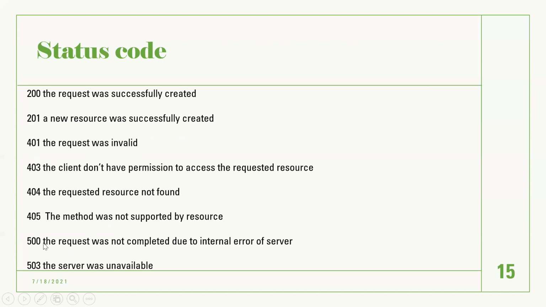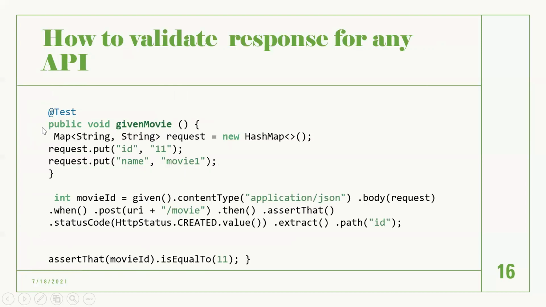See 500: the request was not completed due to an internal error of the server. 503 means the server was unavailable. So due to some server-side issue, we'll get the 500 series. Client-side issues will get the 400 series. If something is successfully created, or a new entry was successfully made, in that case we'll get the 200 series. Okay, these are the status codes.